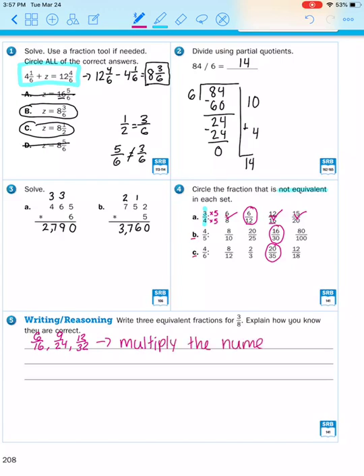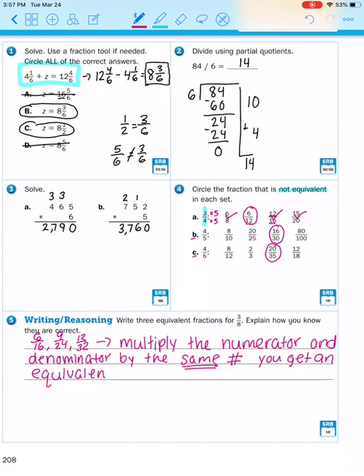the numerator and denominator, because remember, whatever you do to one, you have to do to the other by the same number, you get an equivalent fraction. It is the same strategy I did to solve for A. All right, keep working hard, guys.